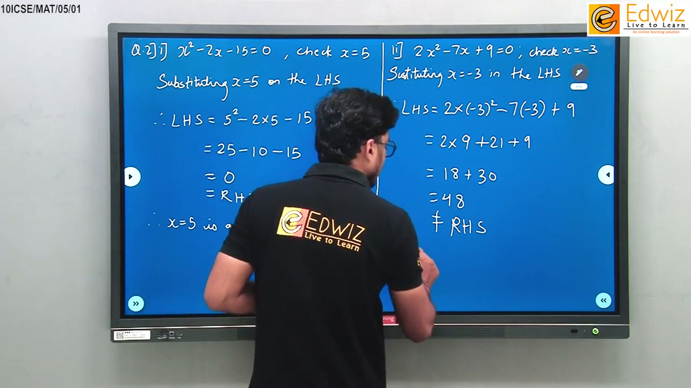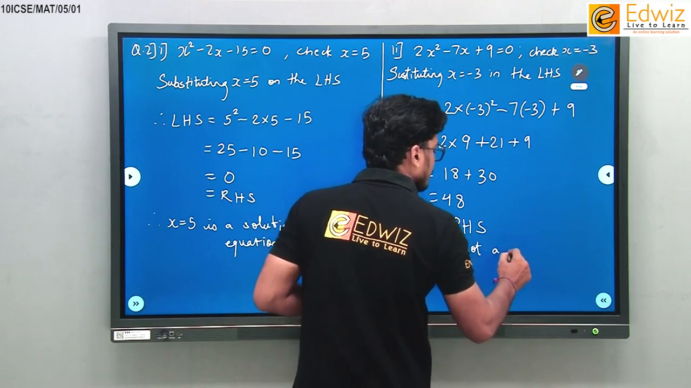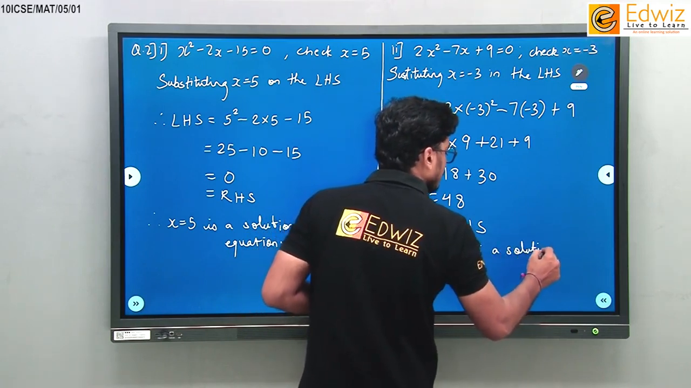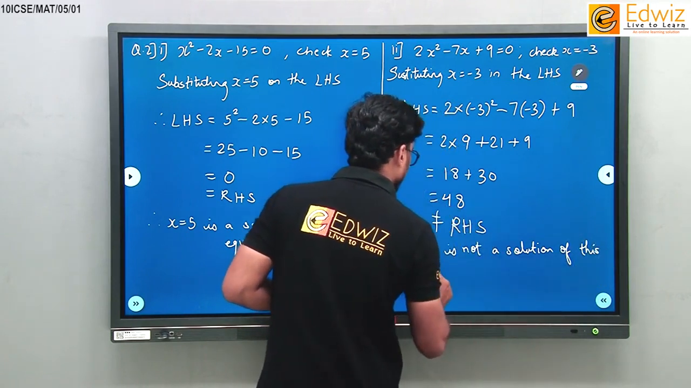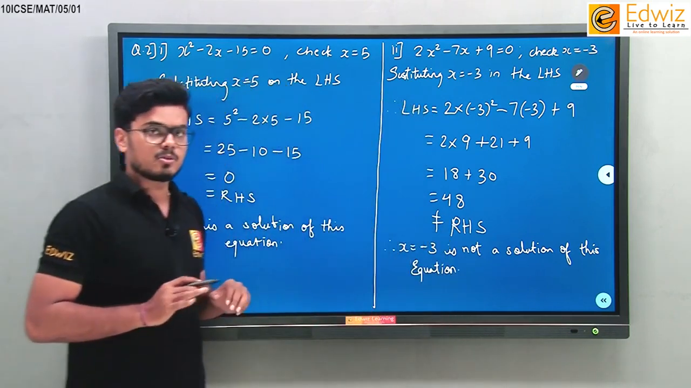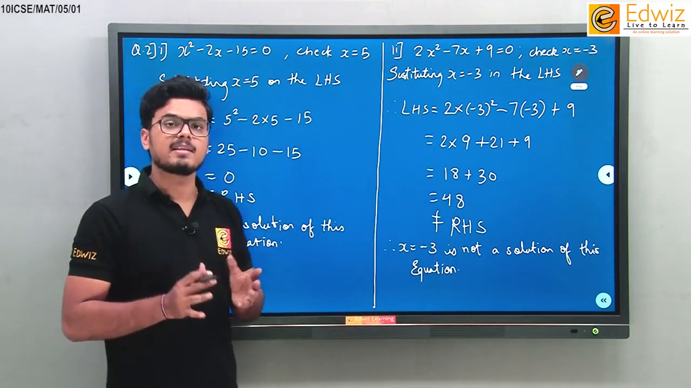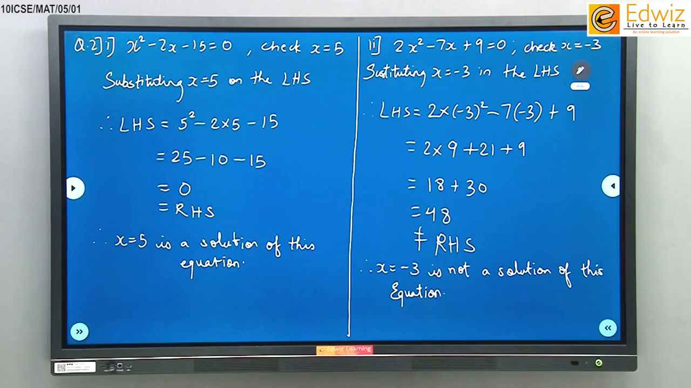Therefore, x equal to minus 3 is not a solution of this equation or quadratic equation, whatever you want to write. Correct? So this is question number 2 done. I will give you 2 minutes to note this down. Then we'll go to the next question.